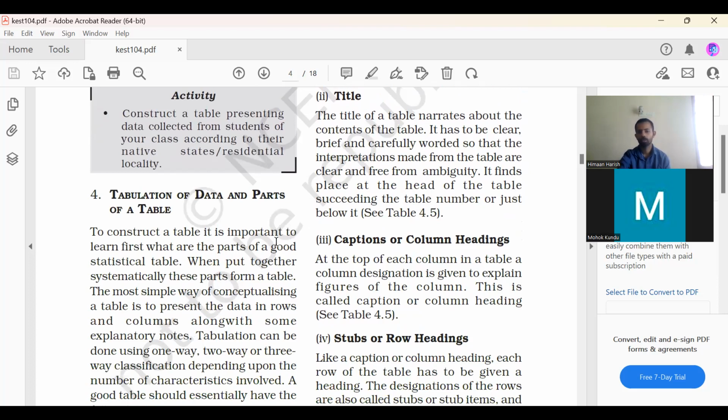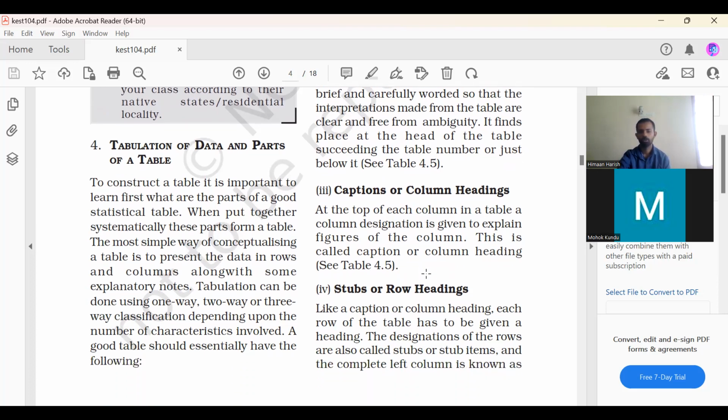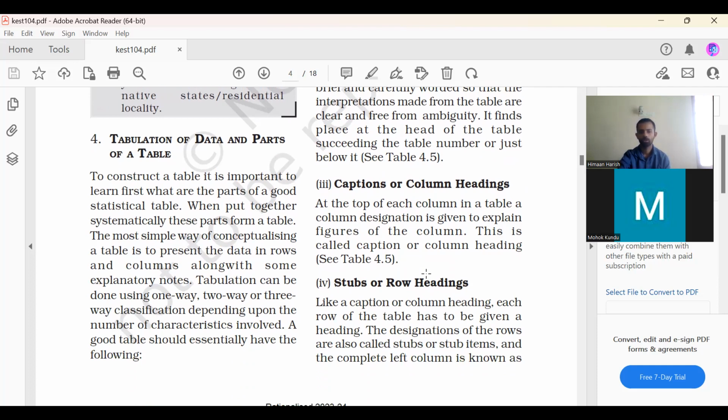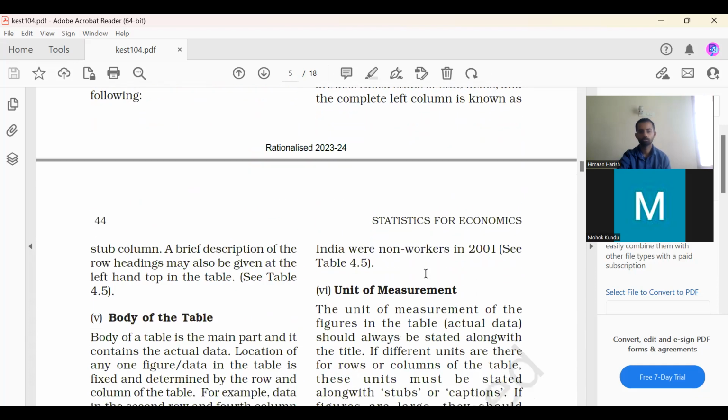Captions are column headings. At the top of each column in a table, a column designation is given to explain the figures of the column. This is called a caption or column heading. Also, table 4.5 can be used for reference. Stubs are row headings, like a caption or column heading. Each row of the table has to be given a heading. The designations of the rows are called stubs or stub items, and the complete left column is known as the stub column.